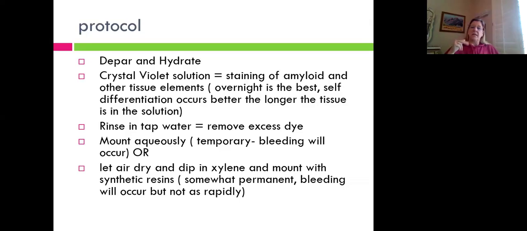Now, there is a way to make it somewhat permanent. This doesn't mean that it's going to be permanent forever. Okay. But you can let it air dry. Again, go to the hood, prop it up, let it air dry. Then give it a dip in xylene, and mount it with synthetic resin. Bleeding will occur, but it's not going to occur as rapidly as if it were mounted with water. Okay.